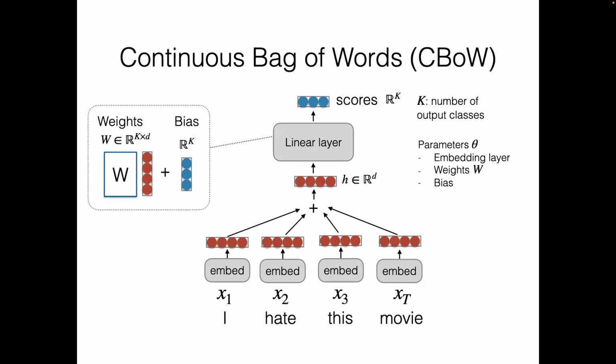And so here, the different parameters that we'll want to learn are the embedding layer. So we'll want to learn the red numbers at the bottom. We'll want to learn the weights, W, and we'll want to learn the bias.